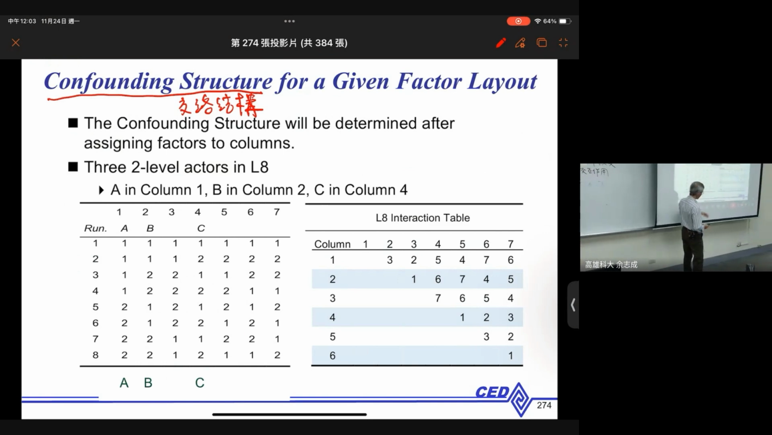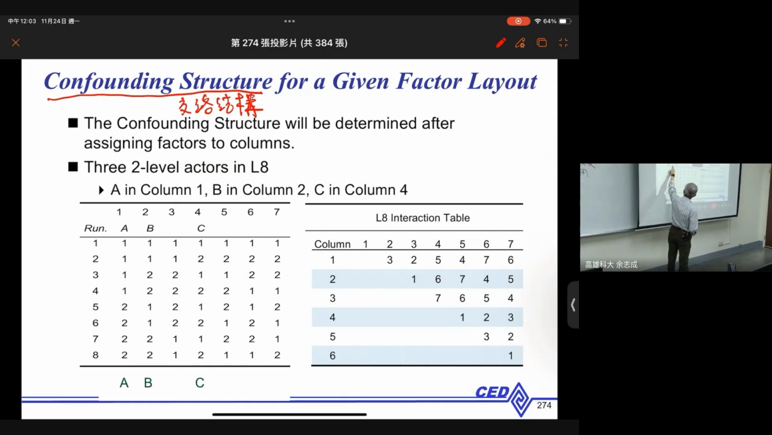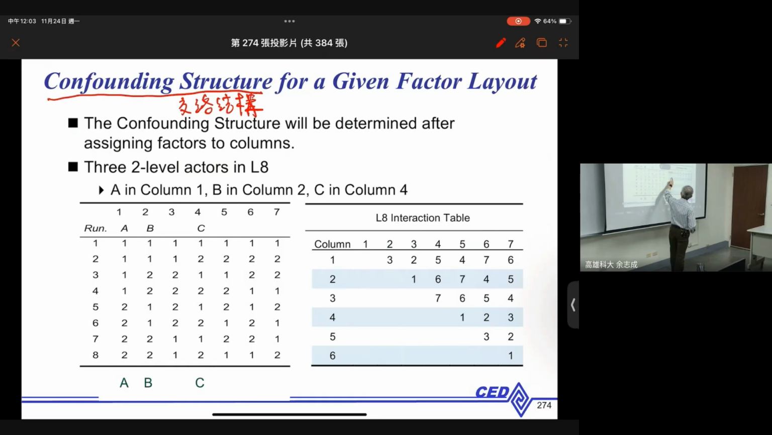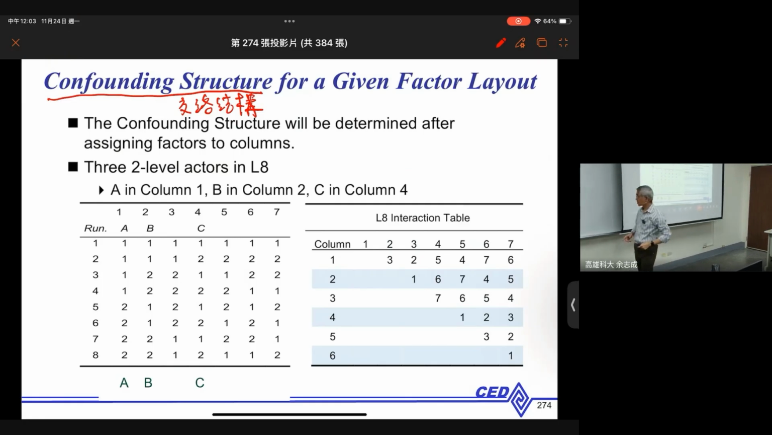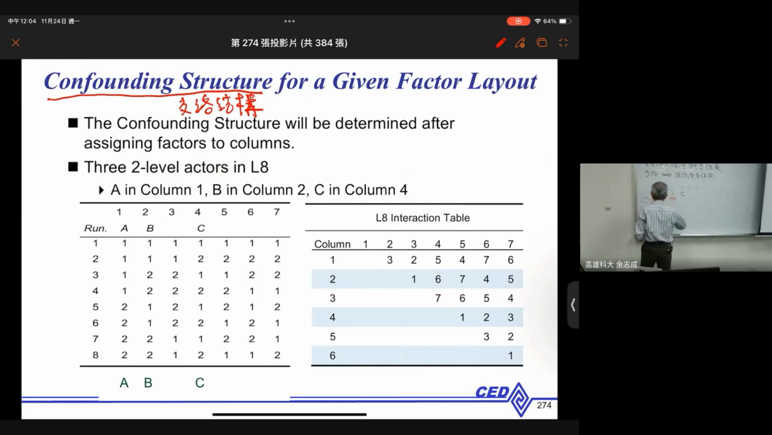A, B, C. So here we want to find out where the interaction of A and B is. A in column 1, B in column 2. So look at the interaction table. Interaction AB, column 1, column 2. So let's start from here first. 1, 2 will happen in column 3. So here, AB, column 3.